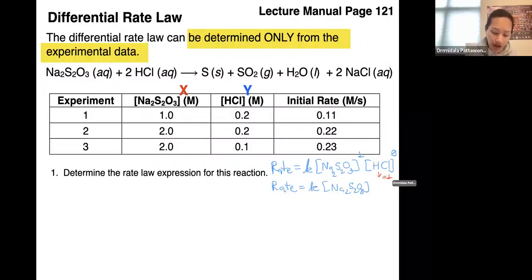Okay, so you can write it either way. You can include all of those x and y, or you can omit the ones that have zero order. What does this rate law tell us then? This rate law tells us how a change in concentration affects the rate, right?